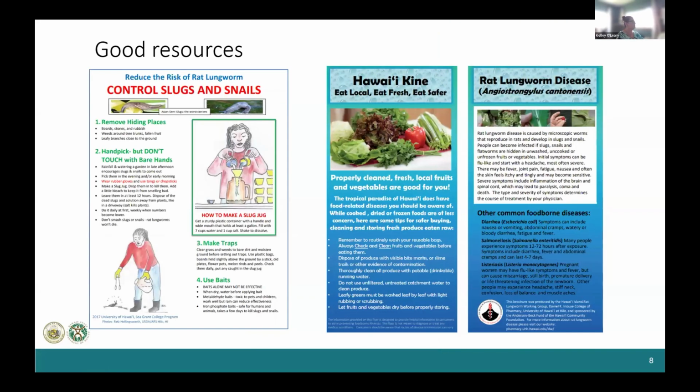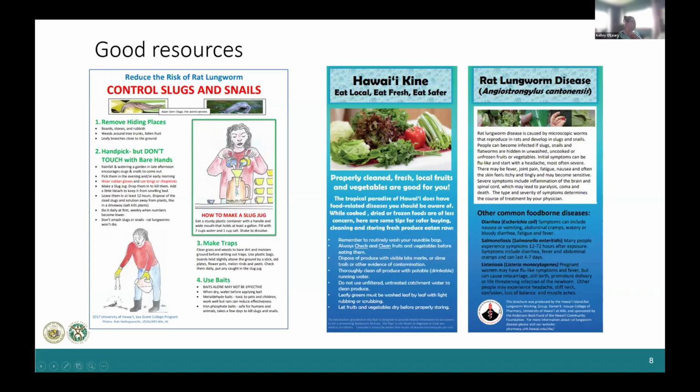Some of the resources we pass out, some of my most favorite, not only the Big Island invasive species ones, but the CTAHR control slugs and snails. I think maybe we're going to put that in chat. So we're just taking that one section of the slug jug, but we also try to highlight these other ways that you can minimize that load on your property, or just reduce your risk.